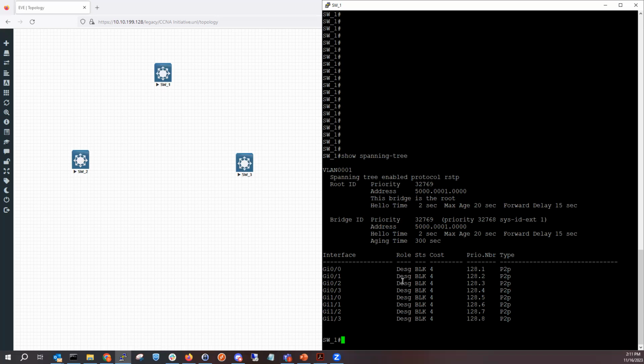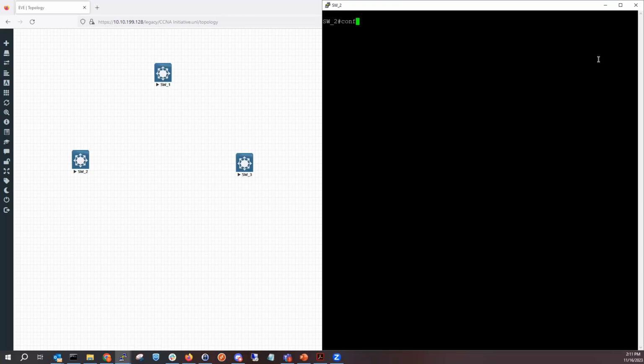If we go to switch two and switch three, just like I shared with you guys before, it's going to have the same thing. So let's go ahead and switch the whole topology to rapid spanning tree before we get everything connected. We're going to go ahead and do this on switch two. All right. Do that.